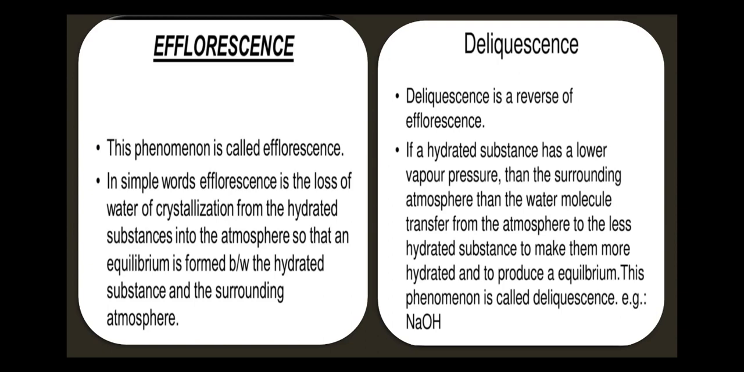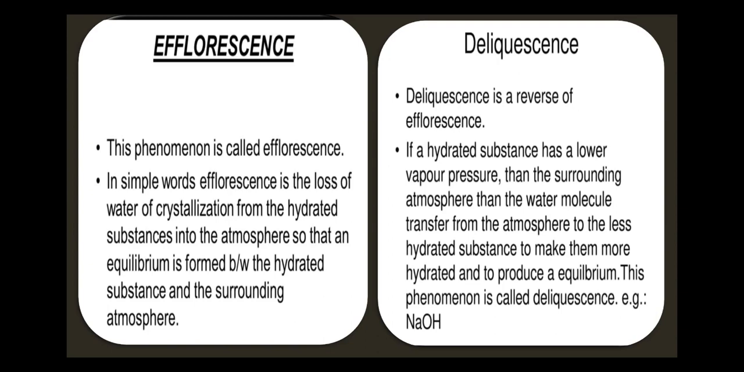Now, efflorescence occurs when the vapor pressure of the hydrated substance is more than the atmospheric pressure. Now, the next property is deliquescence. Some water-soluble substances, when exposed to air, absorb sufficient moisture from the air to completely dissolve in it and form a saturated solution. So, these substances are said to be deliquescent, and the property is called deliquescence.